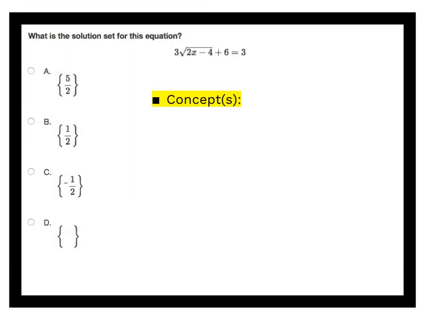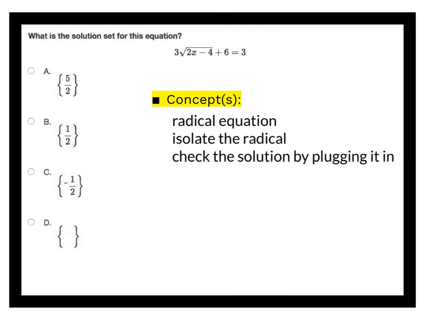All right, this is a radical equation, a square root equation. So what concept am I looking at here? I'm looking at a square root equation. I want to isolate the square root, I want to get rid of the square root, and then it's really important that I check my solution. So let's write out the solution for this.